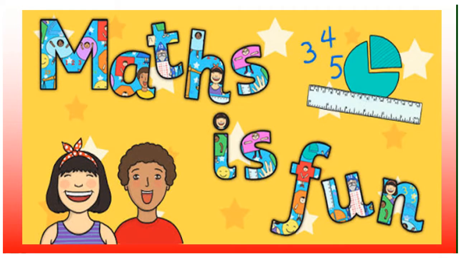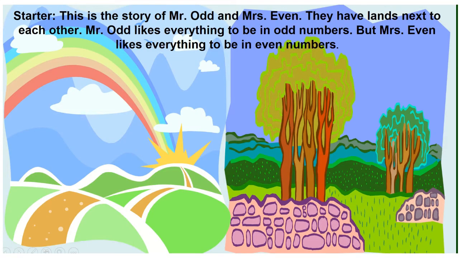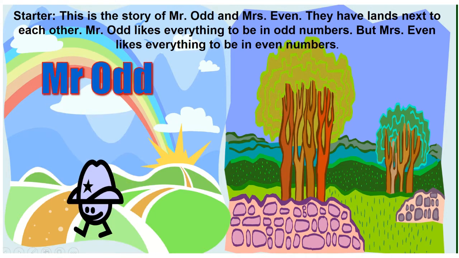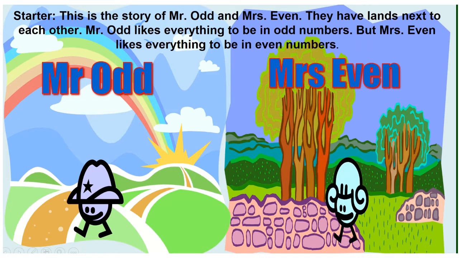Today in our maths lesson, we are going to talk about odd and even numbers. So for our first activity, this is the story of Mr. Odd and Mrs. Even. They have lands next to each other. Mr. Odd likes everything to be in odd numbers, but Mrs. Even likes everything to be in even numbers. This is Mr. Odd and this is Mrs. Even.